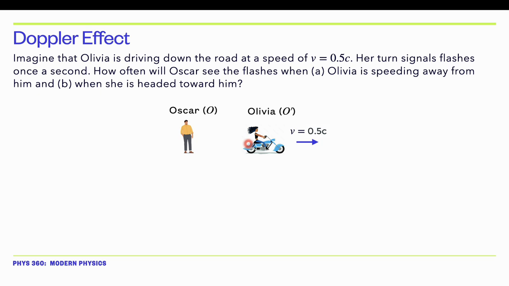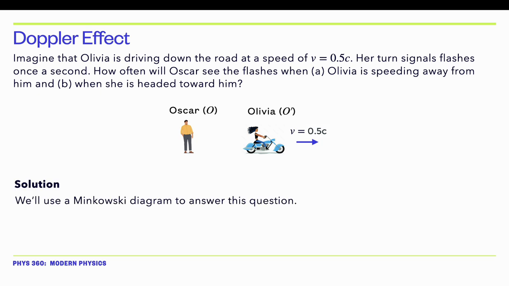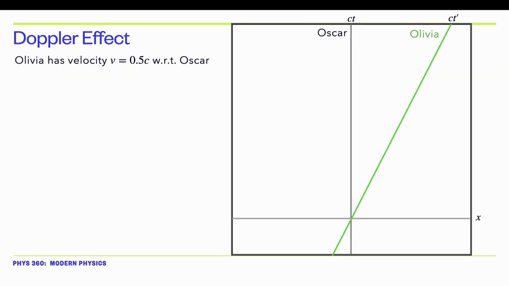The light waves from that flashing are going to take some time to reach Oscar. The question is, what is the time between flashes as seen by Oscar? And this is going to vary depending on whether Olivia is driving towards him or away from him. All right, so we're going to use the Minkowski diagram to kind of motivate the reasoning here.